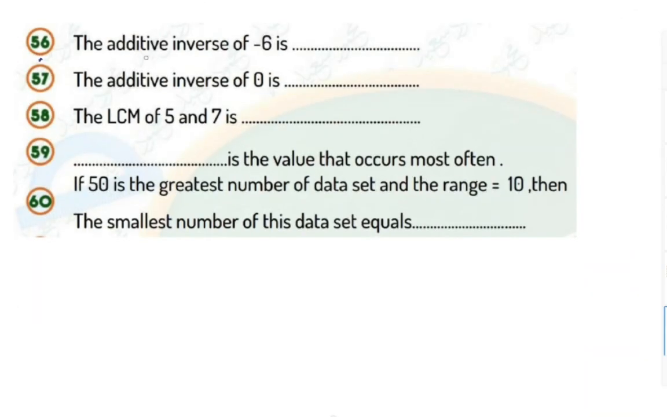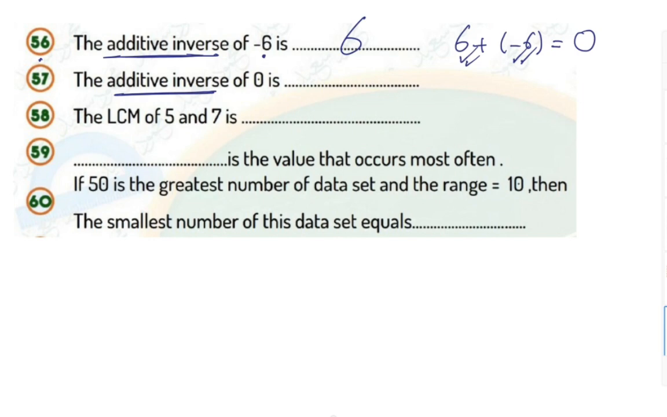56. He asked us about the additive inverse. We say that the additive inverse is just the same number with the opposite sign. If it is negative, it will be positive. Why? Because if you add 6 to negative 6, 6 and negative 6 equals 0. So 6 is the additive inverse of negative 6, and negative 6 is the additive inverse of 6.